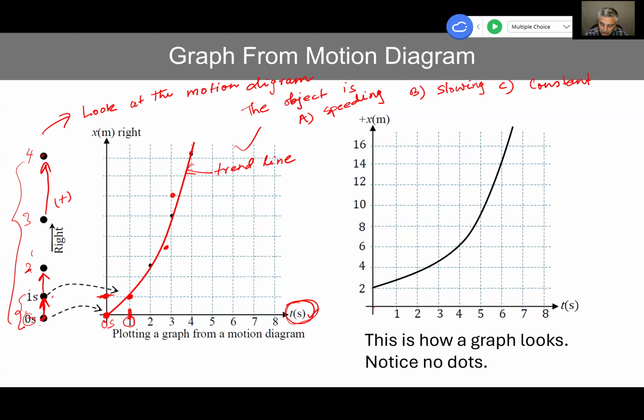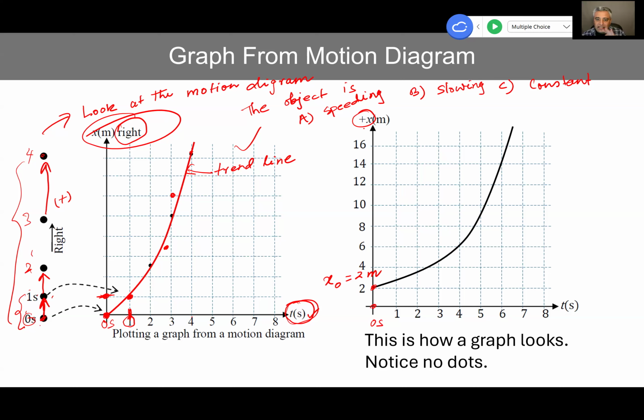And a graph may not always start from 0. For example, in this case, it's starting from 2. So at 0 seconds, position is 2, which means x at 0 seconds is 2 meters. Okay. And over here, the direction was written as right. Here I'm just writing positive, instead of writing right.